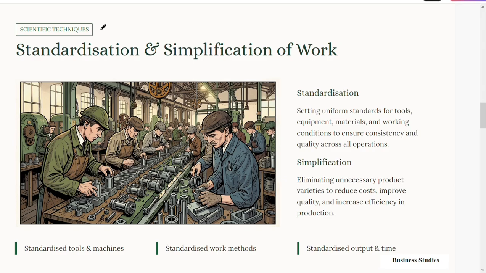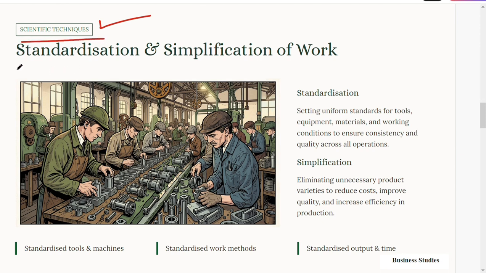Now next thing is standardization and simplification. We are moving to the scientific techniques. Mr. F.W. Taylor came up with some techniques which are called scientific techniques. That means these are techniques on the basis of which employees' work performance can be improved by giving them some kind of training and by removing unwanted movement from their work, and that is how we can improve production and productivity.